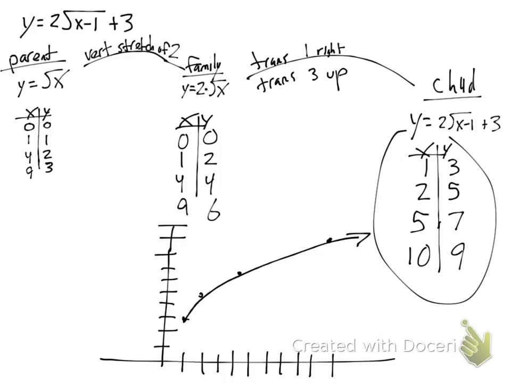Now, just for fun, you don't have to graph this. I'm going to graph the parent on here too. That was 0, 0, 1, 1, 4, 2, and 9, 3. That's the parent. As you can see, it definitely looks like it was stretched vertically. It's a little bit larger of a span, and everything's been picked up and moved 1 to the right, 3 up. That's what it is. That's all it is.